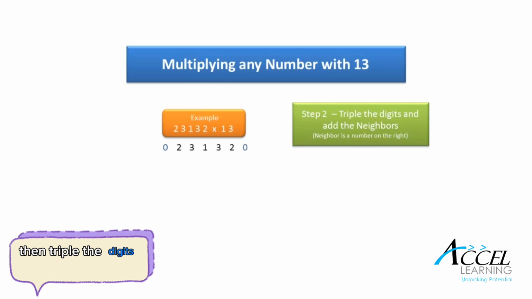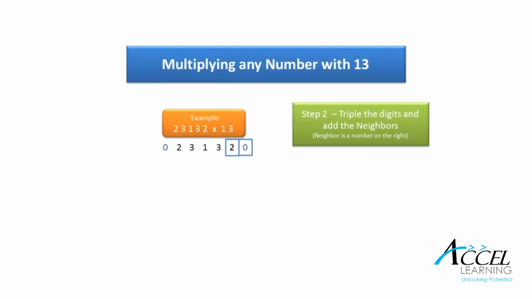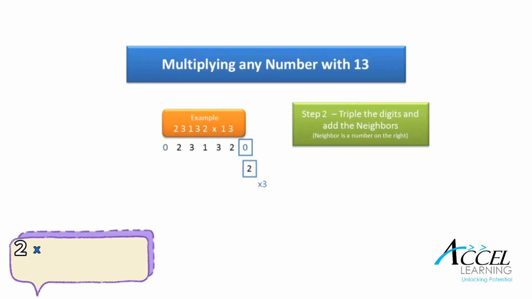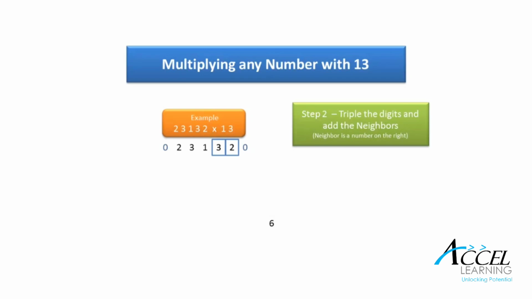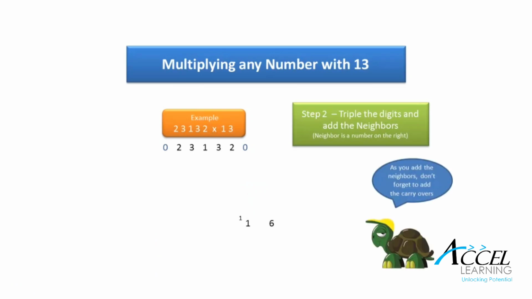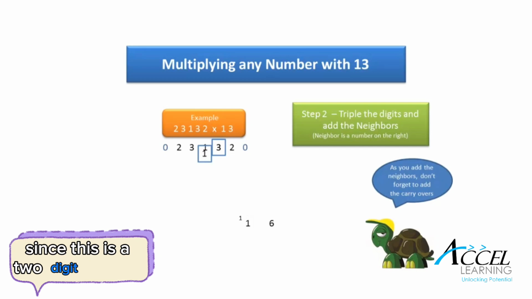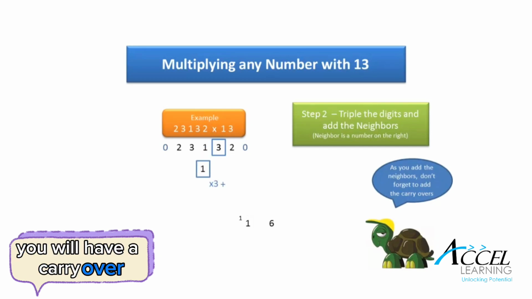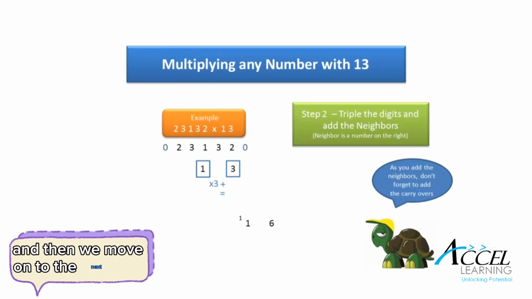Then triple the digits and add the neighbors. The neighbor is the number on the right. So you start with 2 times 3 equals 6 plus 0 equals 6. Then 3 times 3 equals 9 plus 2 equals 11. Since this is a two-digit number, you will have a carryover. And then we move on to the next digit.